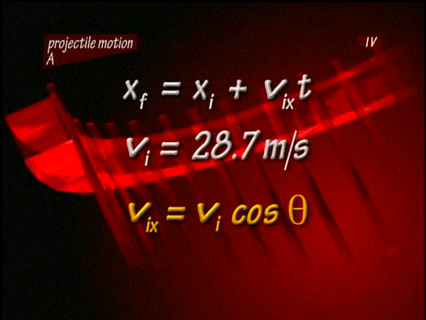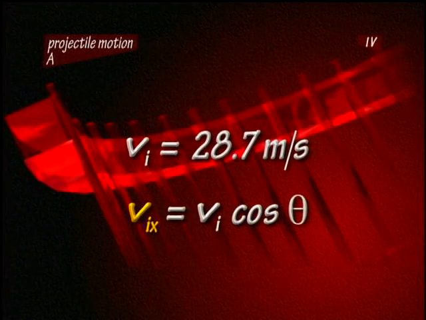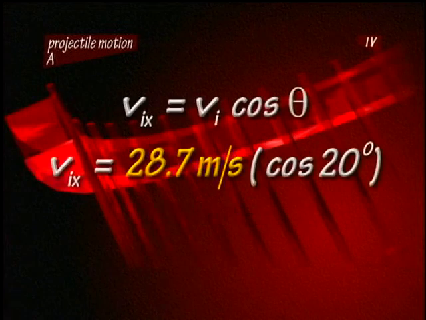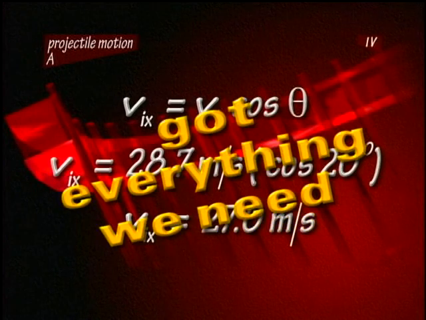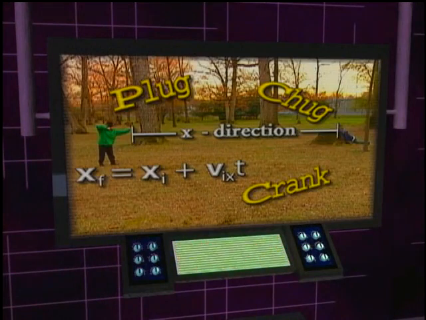So, we can find the initial velocity in the x direction by using the formula for the initial x component of velocity, v sub ix equals v sub i times the cosine of theta. So, v sub ix equals 28.7 meters per second times the cosine of 20 degrees. And you get that the initial velocity in the x direction is 27.0 meters per second. So, we've got everything that we need. Plug, chug, and crank it.